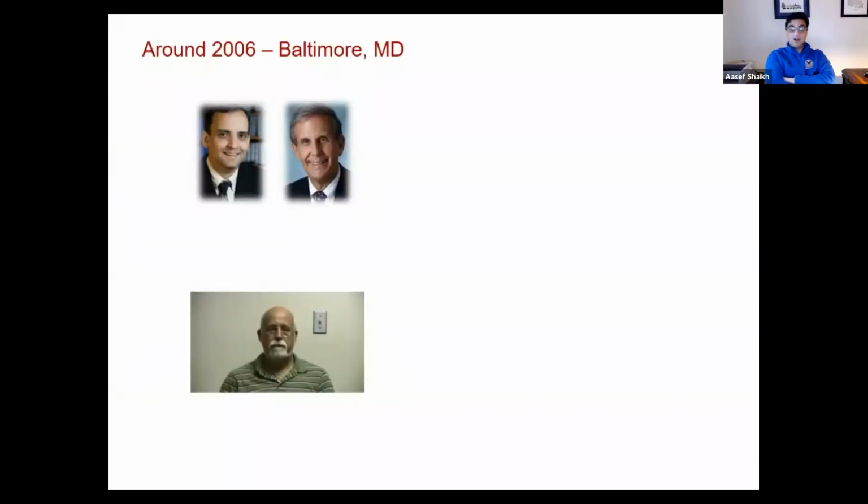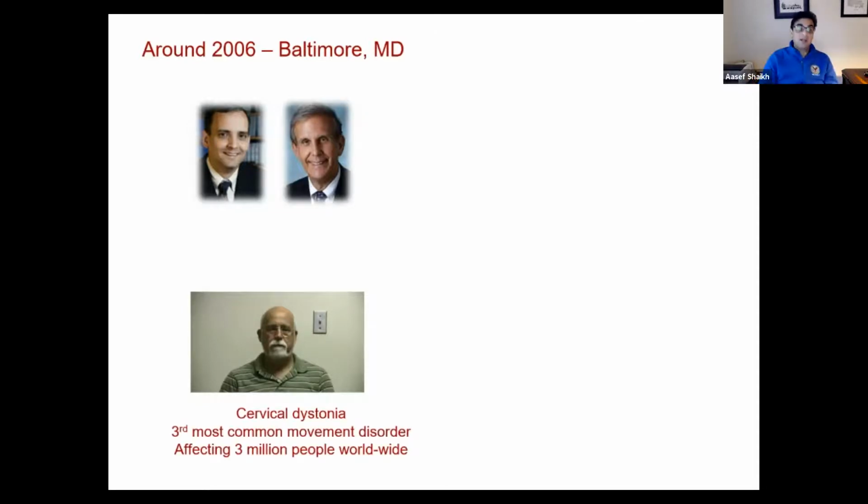And of course, it brought humor out of my movement disorder neurologists because they never used the term head nystagmus. What they call this is cervical dystonia. It is the third most common movement disorder, affecting 3 million people worldwide. But although it's so common, they don't know why cervical dystonia happens and why these patients move their heads the way they do. So what we asked is, is cervical dystonia a disorder of the head neural integrator?